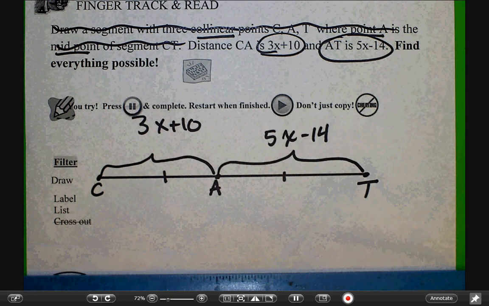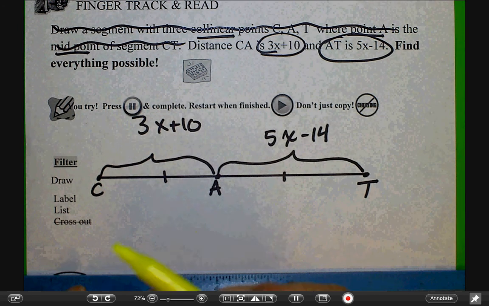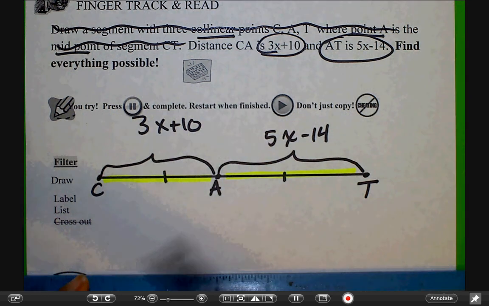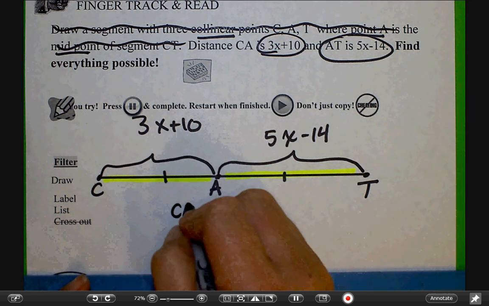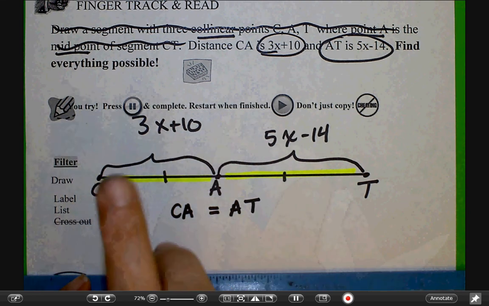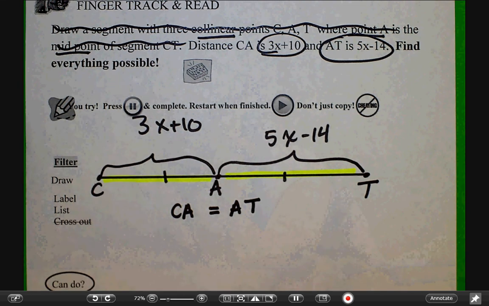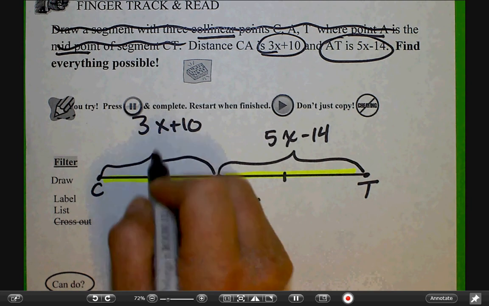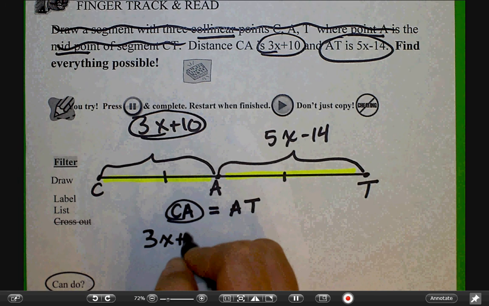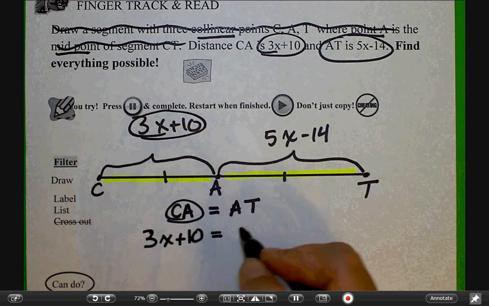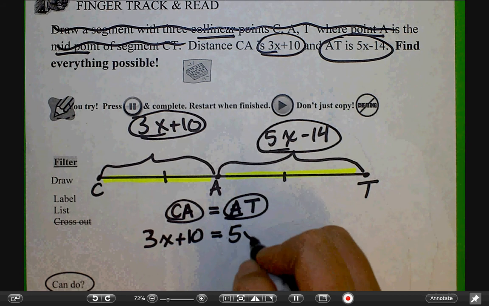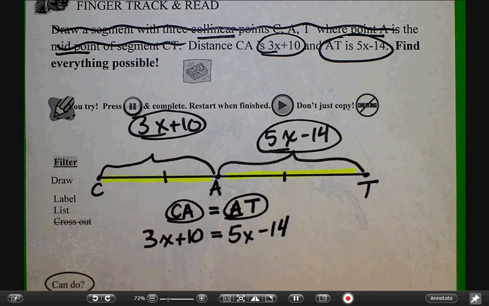Let's see what we can do here. Well, we know that this is the middle. So let's do a things first equation. We know that the distance from C to A is equal to A to T. So then you circle, plug, chug. CA, pick it up, plug it in. Why did I physically circle that? That helps your eyeball from making simplistic mistakes. Circle, pick it up, 5x minus 14.